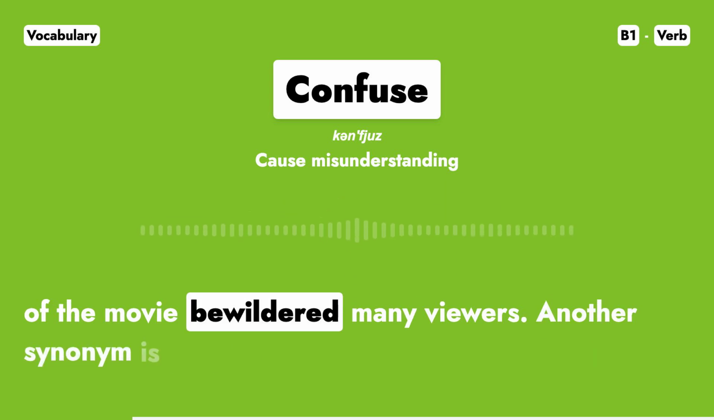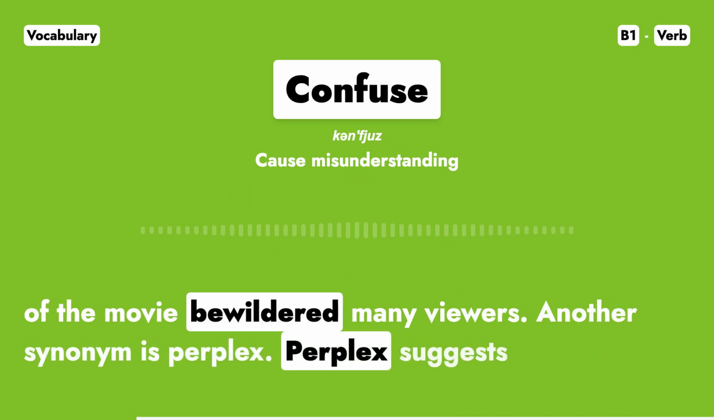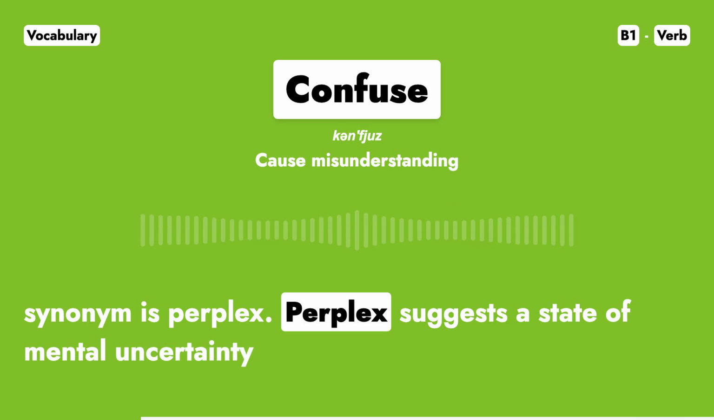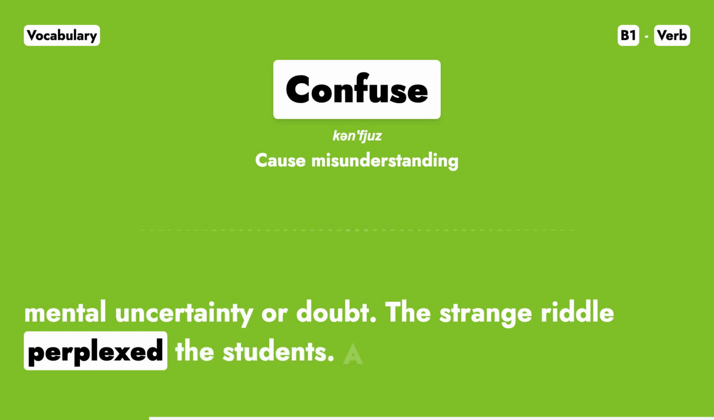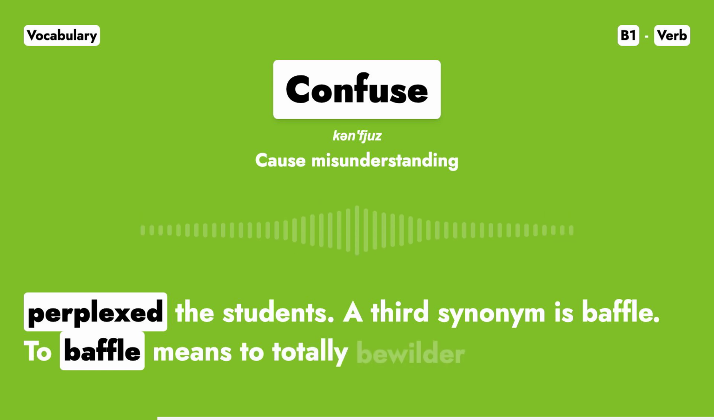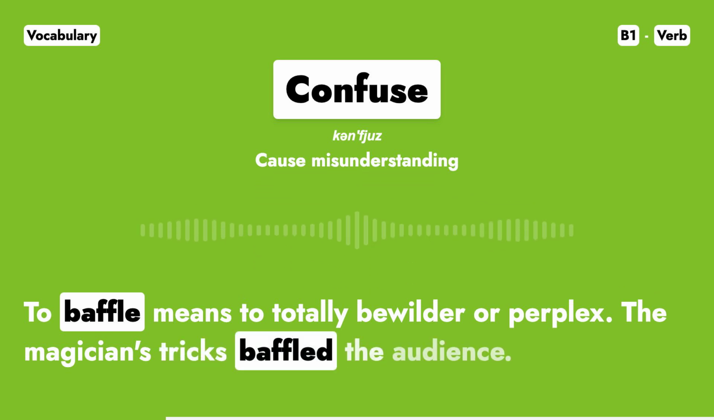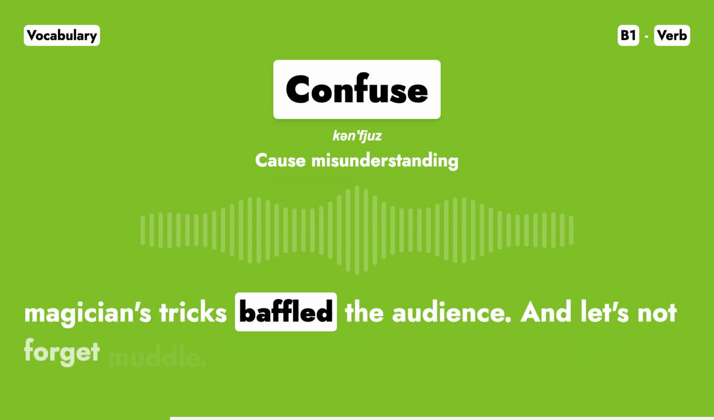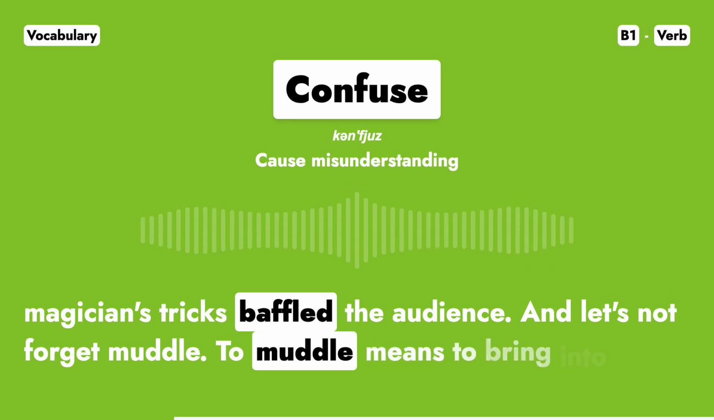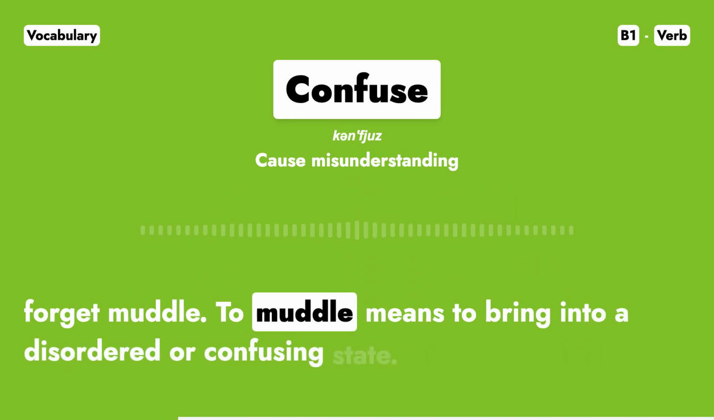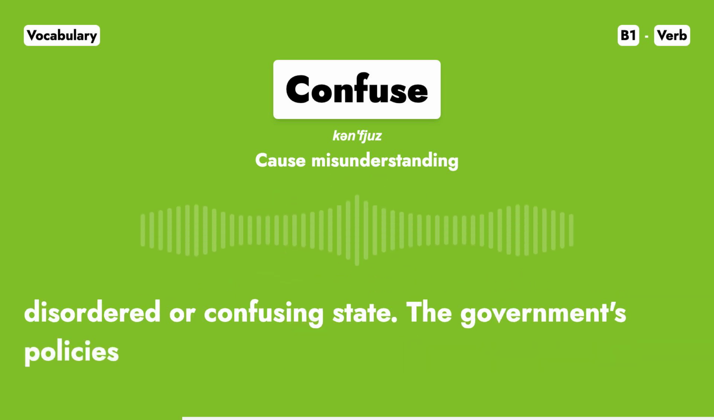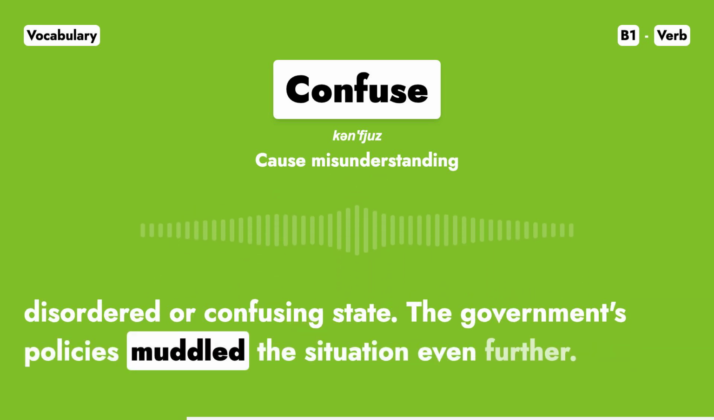Another synonym is perplex. Perplex suggests a state of mental uncertainty or doubt. The strange riddle perplexed the students. A third synonym is baffle. To baffle means to totally bewilder or perplex. The magician's tricks baffled the audience. And let's not forget muddle. To muddle means to bring into a disordered or confusing state. The government's policies muddled the situation even further.